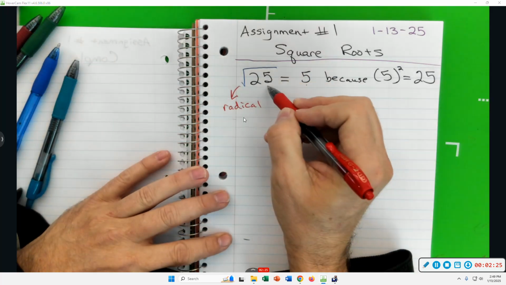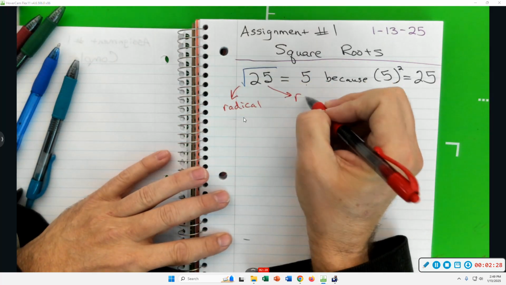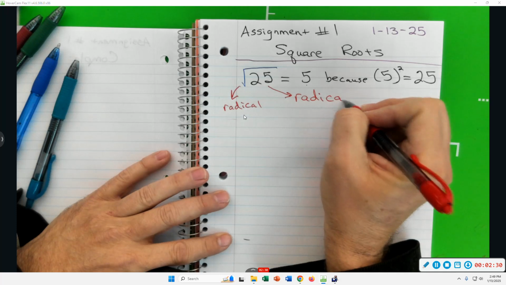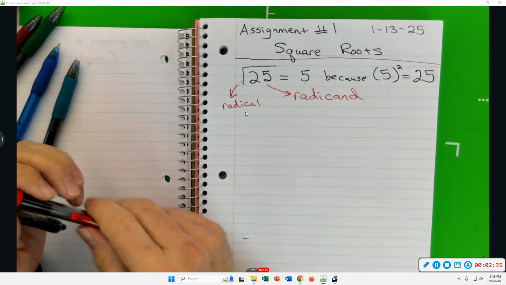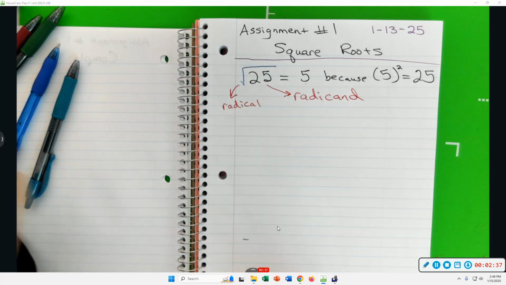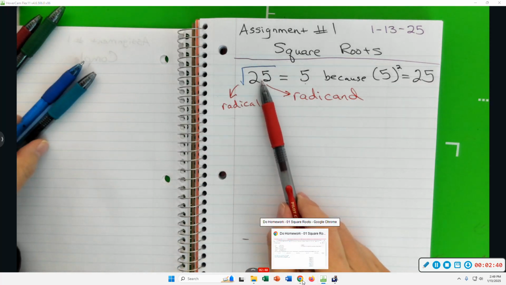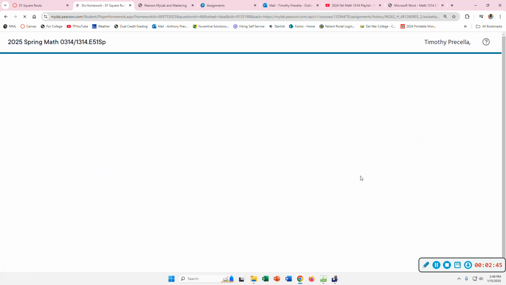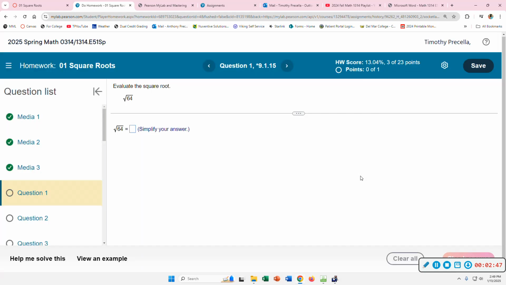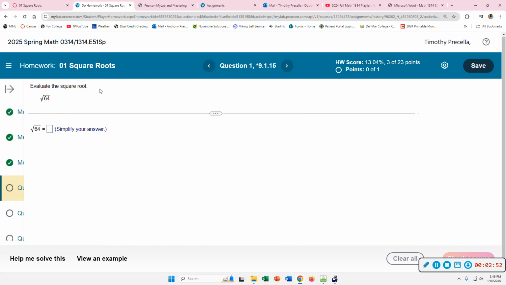And the thing under the radical is called the radicand. But it's frequently just called the thing under the radical. Most of the time I just say the thing under the radical. But formally the thing under the radical is called the radicand. Let's look at number 1. Let me write that problem down. Number 1, we want the square root of 64.